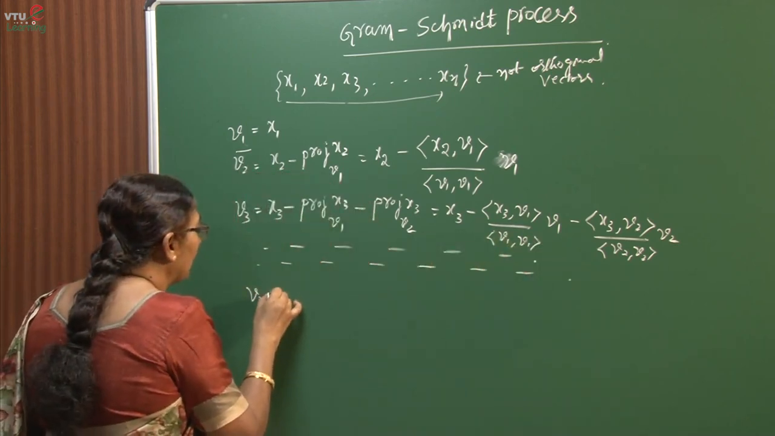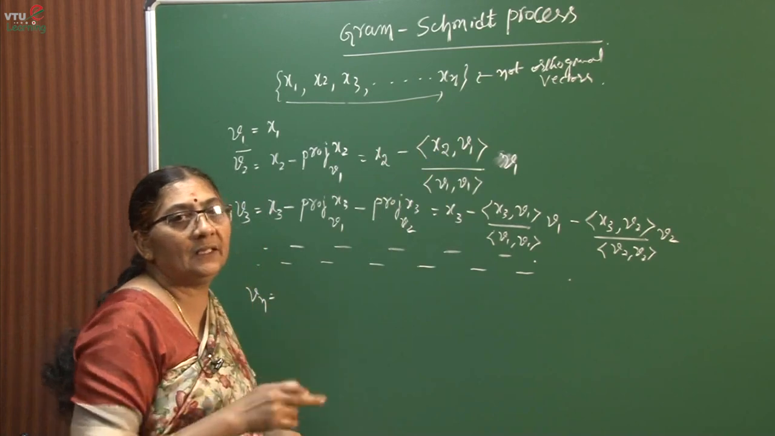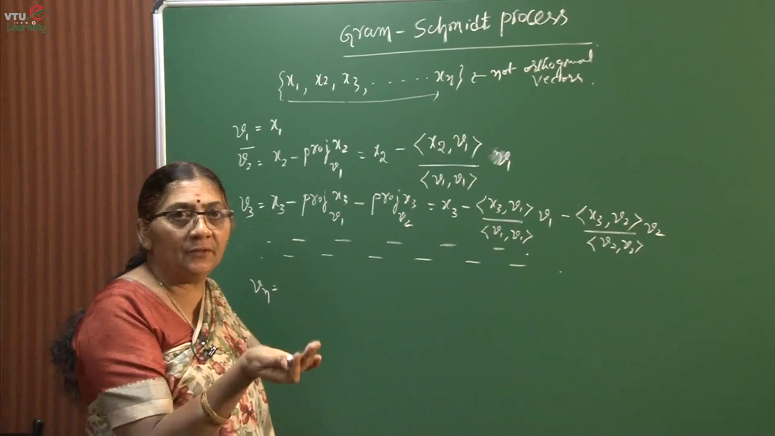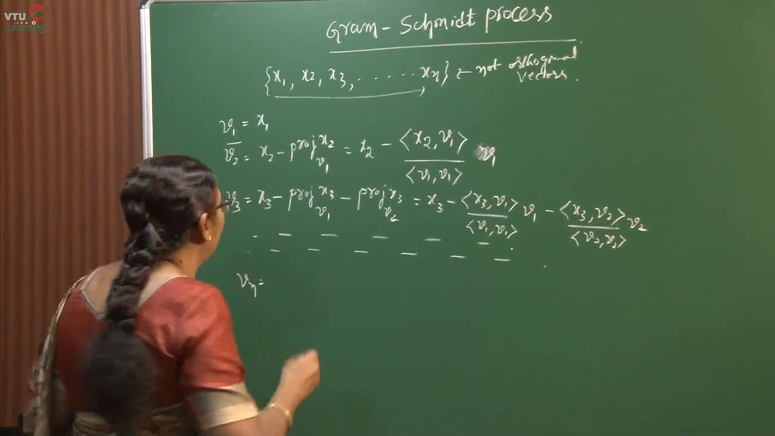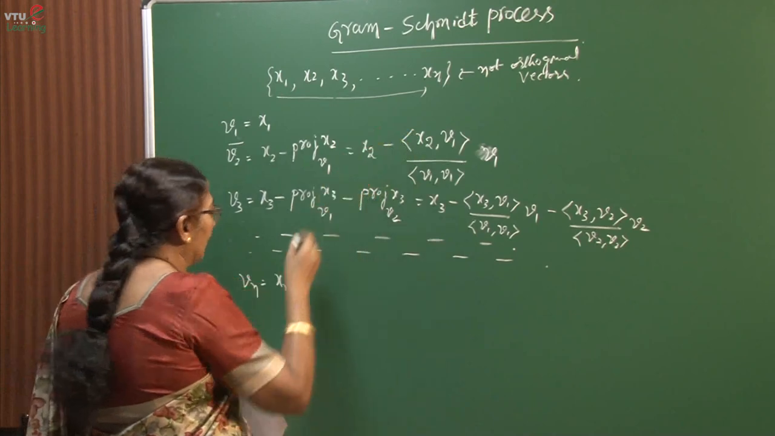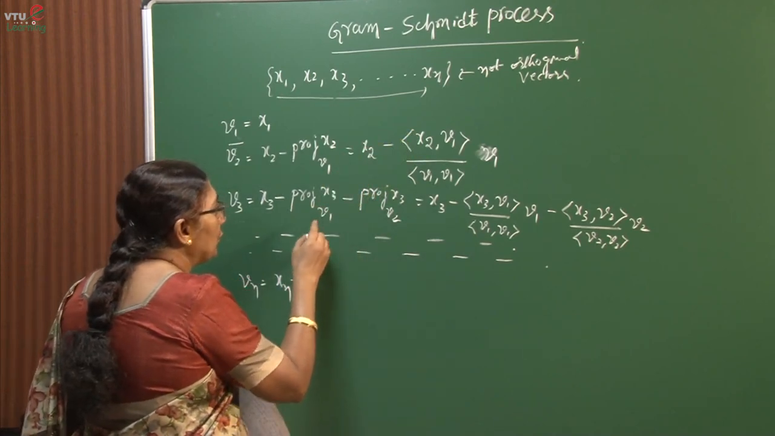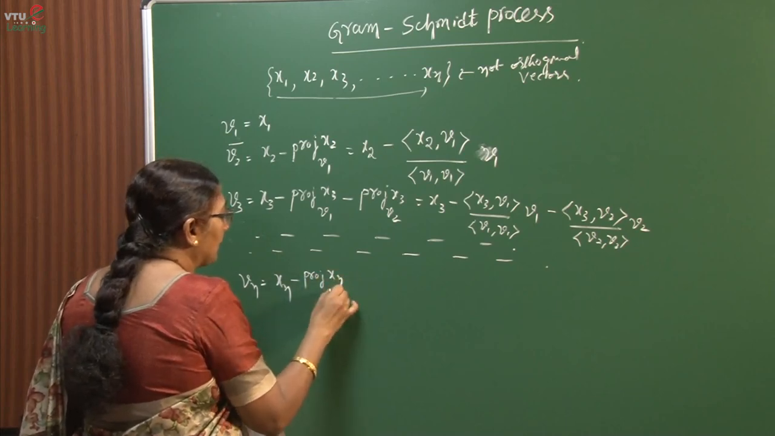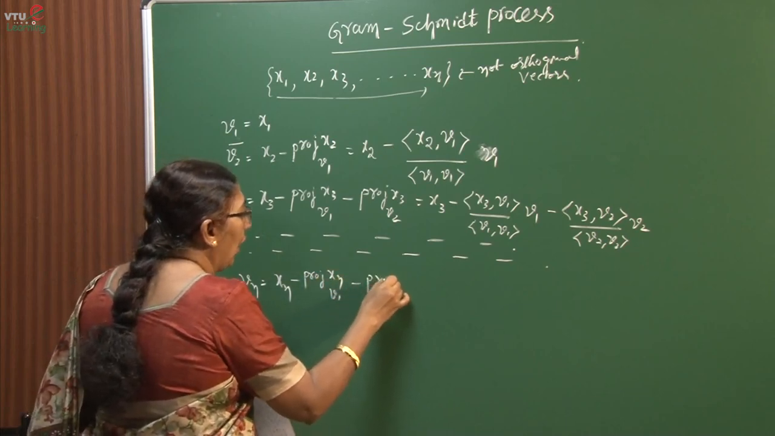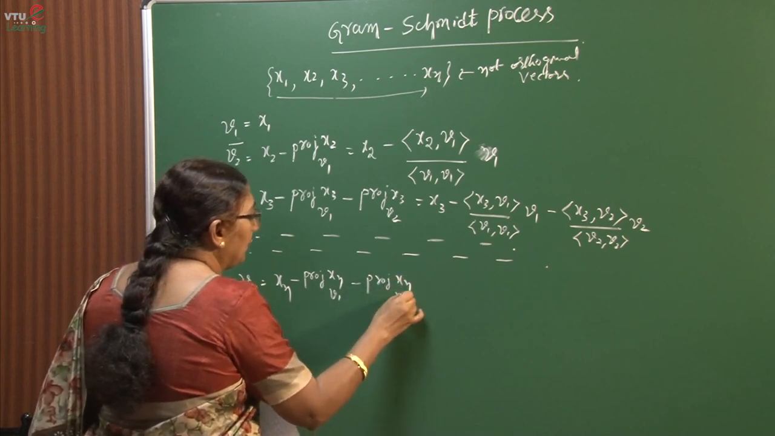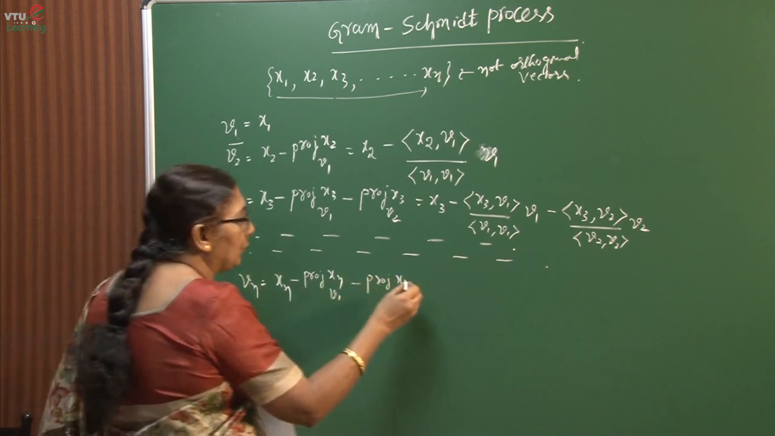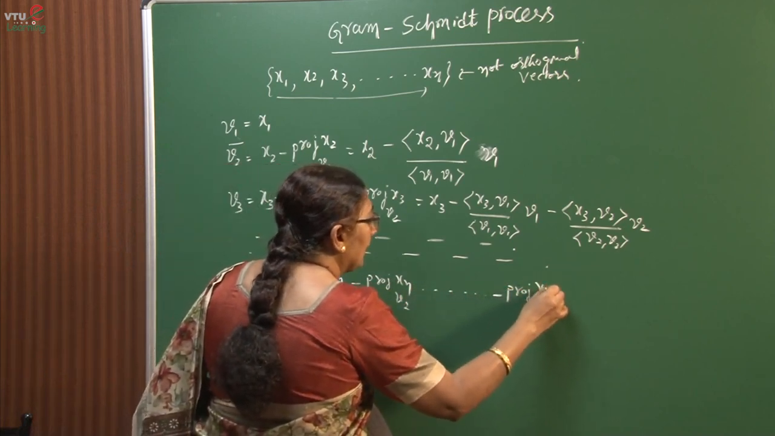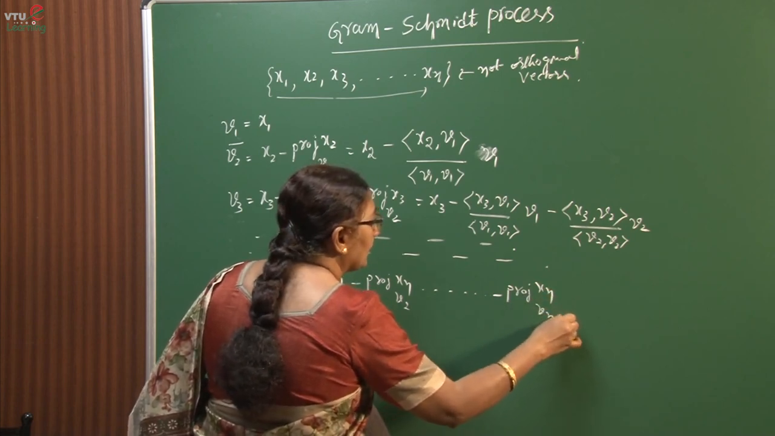What is my Vn? The given non-orthogonal vectors are x1 to xn. Therefore, we are expecting the new vectors V1, V2, etc. Vn is nothing but the last one, xn minus the projection of xn with respect to V1, minus the projection of xn with respect to V2. We calculated the previous ones up to Vn minus 1. Therefore, minus the projection of xn on Vn minus 1.